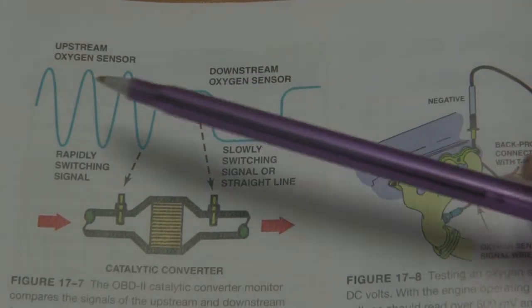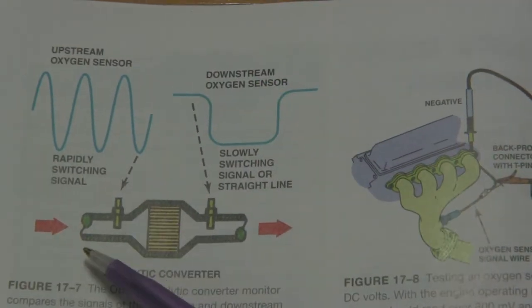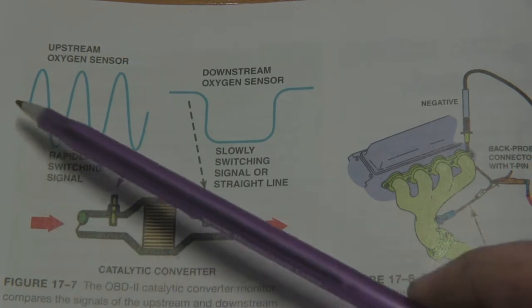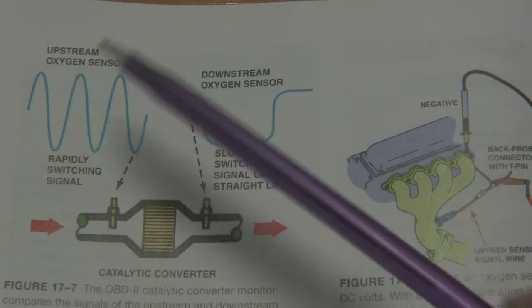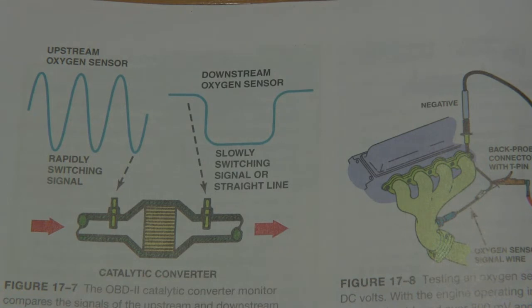Your upstream oxygen sensor, which is the one before the catalytic converter, is going to be switching ideally between 0 and 1 volts. Now it's not going to actually be 0 to 1. It's going to be closer to 0.2 to 0.8 volts. So remember, lower voltage means lean, higher voltage means rich.